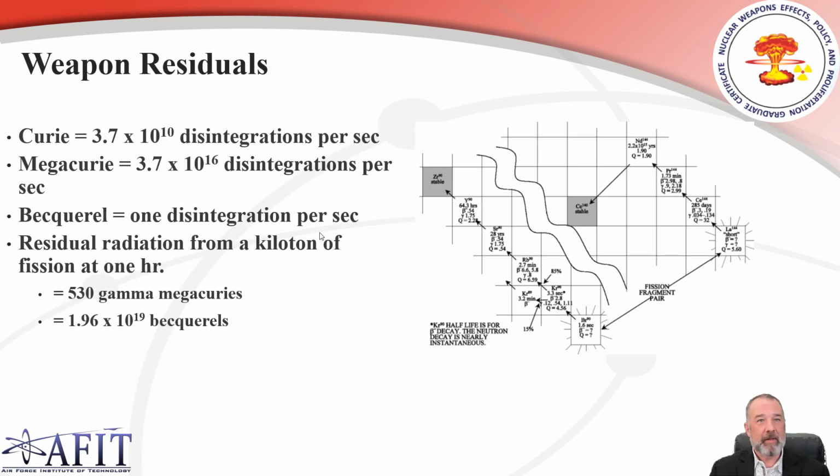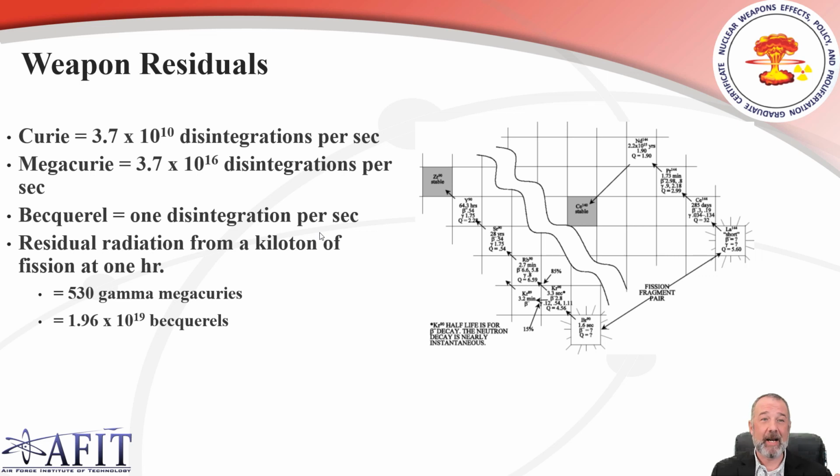Okay, so let's talk about the residual radiation coming off of our nuclear weapon. Now, I said it's mostly fission fragments, and it really is. I would say a huge portion, probably 90% of all the radiation is coming from our fission fragments. So we talked about some units before. We talked about becquerels, disintegrations per second. We talked about curies, which is 3.7 times 10 to the 10th becquerels or disintegrations per second.